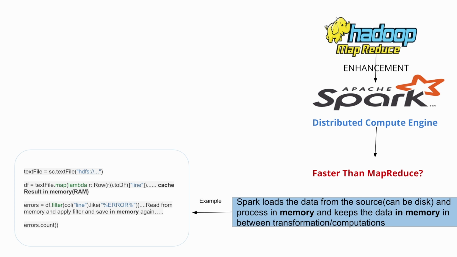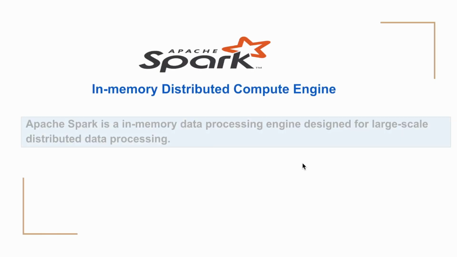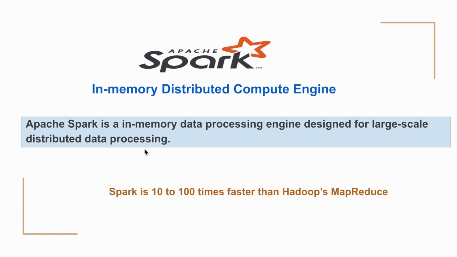Now we can go to the final definition of Spark. Apache Spark is an in-memory data processing engine designed for large-scale distributed data processing. Spark is 10 to 100 times faster than the MapReduce compute engine.